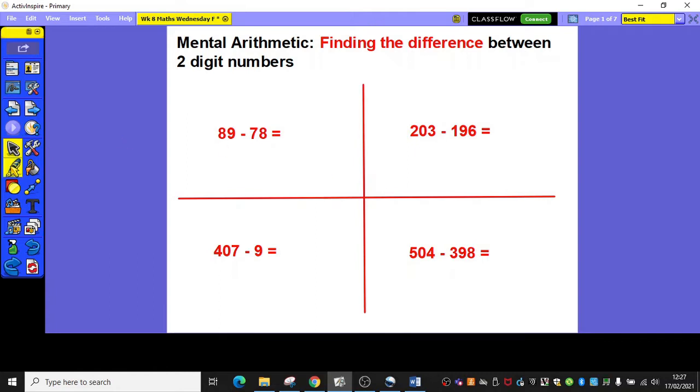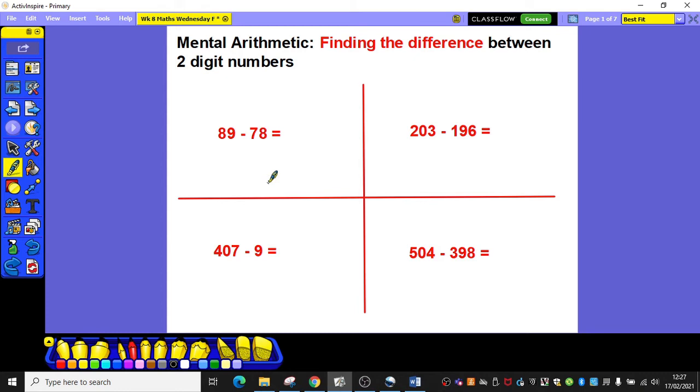Welcome back Year 4. So, although these are subtraction problems, we've been talking about the fact that we're finding the difference, and for these calculations I would be hoping that for the majority of them you would be trying to use the method of counting on.